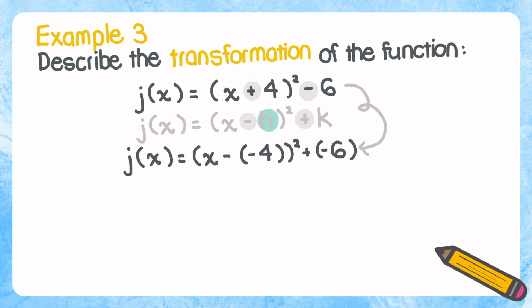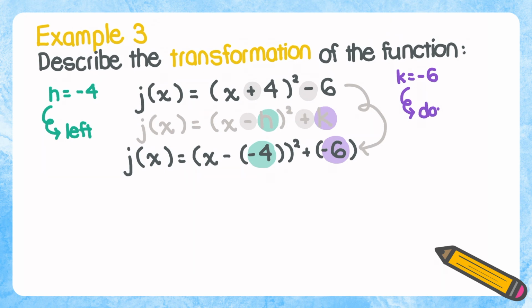H is replaced by negative 4, so h equals negative 4. We would move to the left. And k is replaced by negative 6, so k equals negative 6. We would move downwards. So we move down.